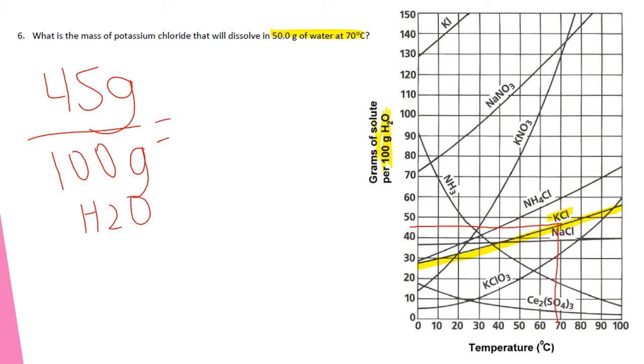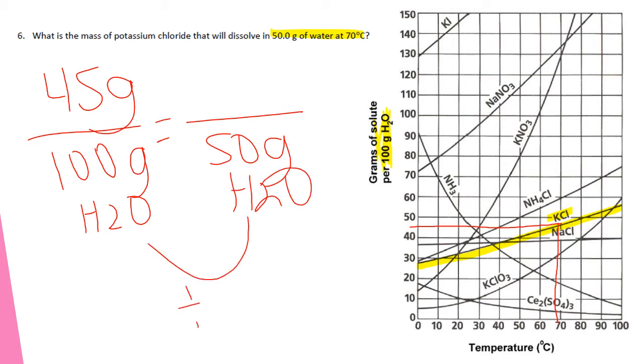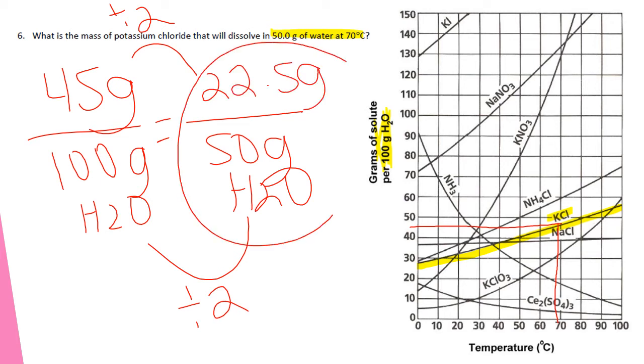And so if we cut the water in half to 50 grams, you just divide the amount that gets dissolved by 2. And 45 divided by 2 is about 22.5 grams. So if I ask you about 50 grams of water, you just divide the amount in half. If I said it was 200 grams of water, you would multiply it by 2. So you lower the water, the amount that can be dissolved gets lowered as well.